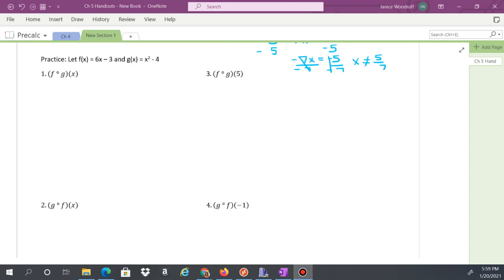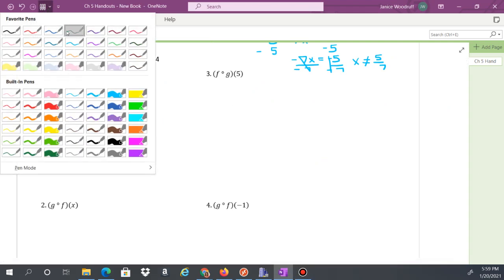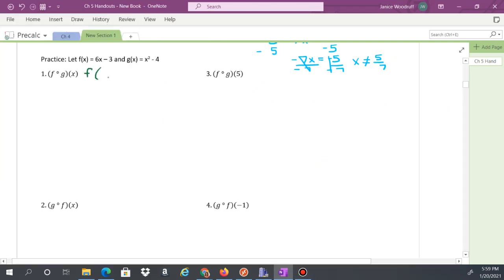So for our first one, we have f of g of x. So we are doing f of g of x. So my f of x function is 6x minus 3. So what I want to do is I want to plug g of x in for x. Okay, so I'm going to take the g of x function, which is x squared minus 4. I'm going to put it right here for this x. Okay, so if it were like a 2, I'd put a 2 in there. But instead of it being 2, it's this x squared minus 4.